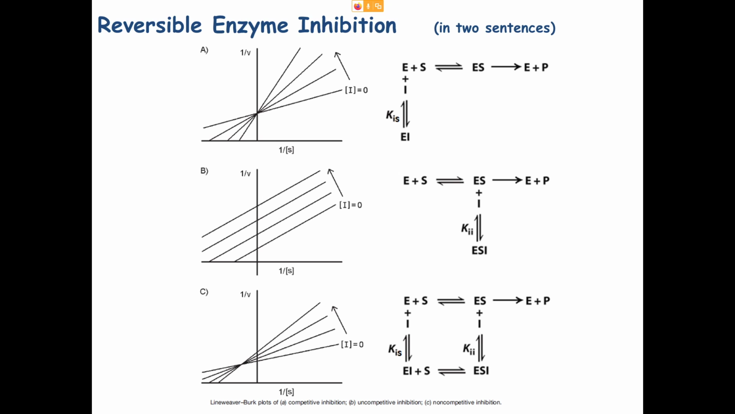What about for the middle one, the uncompetitive? If I binds to ES very weakly, what would KII be?